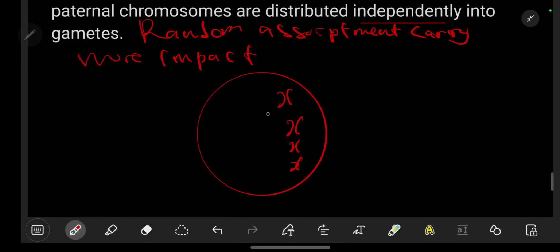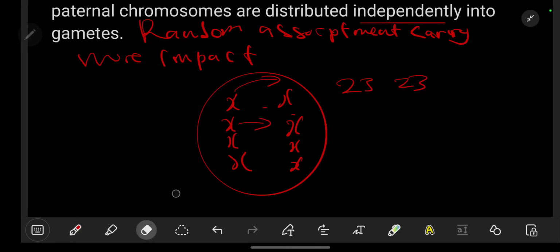Now the number of possibilities of rearranging these chromosomes, this chromosome might be this side, this might be this side, this might be this side, this might be this side, is number 1. We can have 23 if those were to swap. But there is a possibility that this could swap but this doesn't swap. That's also another possibility. This could swap and this could not swap. So there are a lot of possibilities for random assortment.